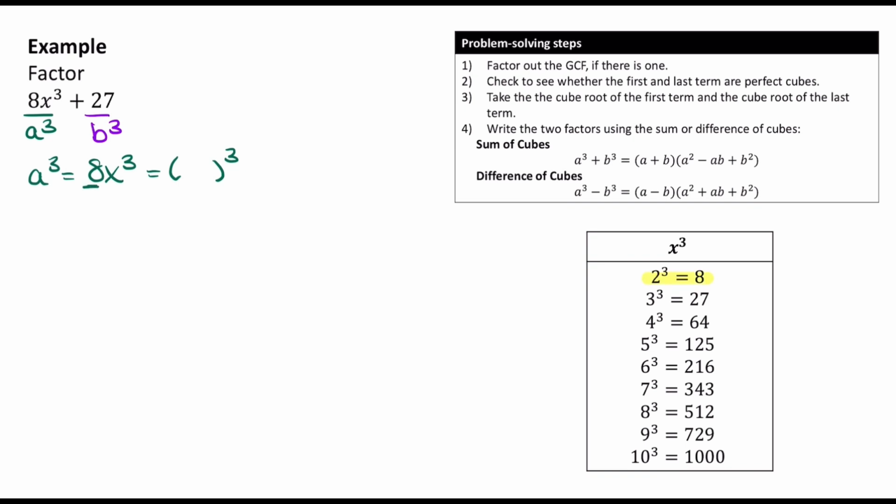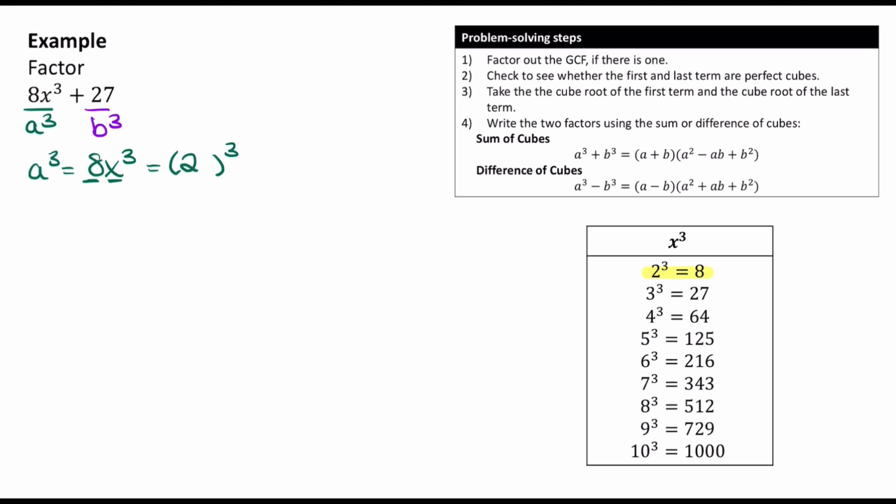Okay, so that 8 is going to be 2 to the third, and then x is going to be x to the third, right? So 2x to the third power is going to give me 8x cubed. So that means my a value is going to equal 2x. Now let's think about b.